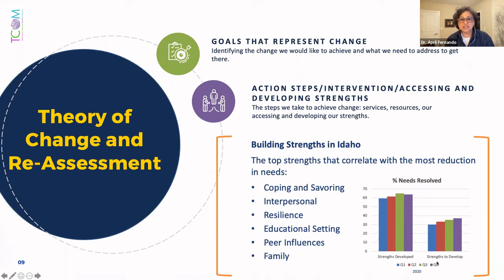Okay, over here we have strengths that weren't developed. So they're strengths to develop. We still have some needs resolved, but around the 30 to 40%. Okay, when 4 out of 6 of these strengths were not developed, here's the amount of improvement. There's still improvement, but look how dramatic the improvement was in needs resolved when we developed 4 out of 6 strengths.